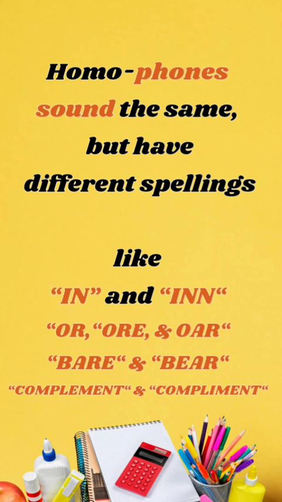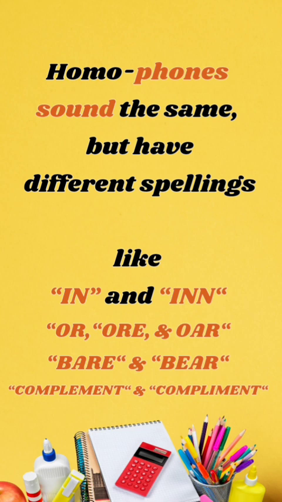So now that we know that phone means sound, we know that a homophone is a word that sounds the same. They only sound the same, they're not spelled the same. So let's look at some words that sound the same but are spelled differently. In and inn, you know, I-N. I-N-N would be a place like a guest house, a place where you would stop over for the night. Then we look at or, ore, and oar. We know O-R. O-R-E would be the mineral, and O-A-R would be what we use to row or canoe.